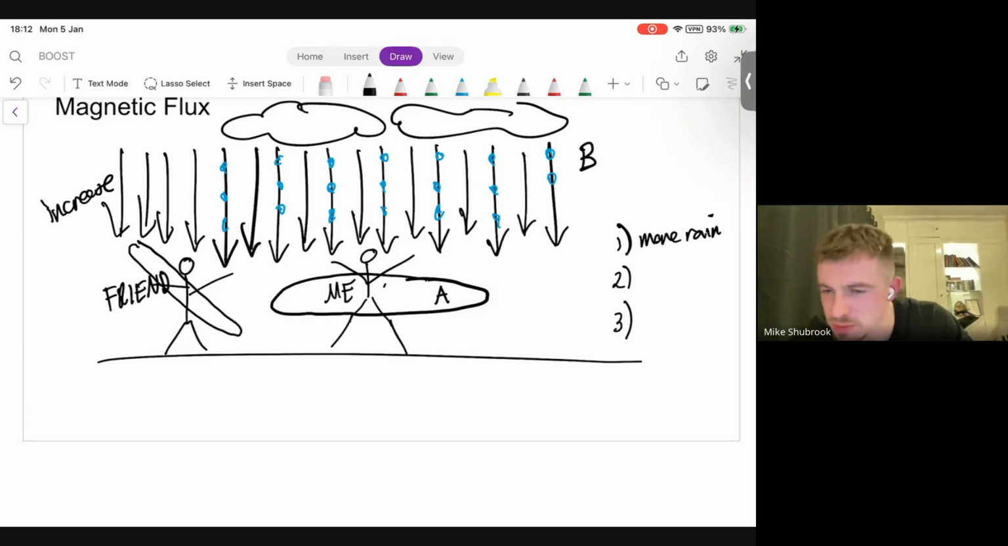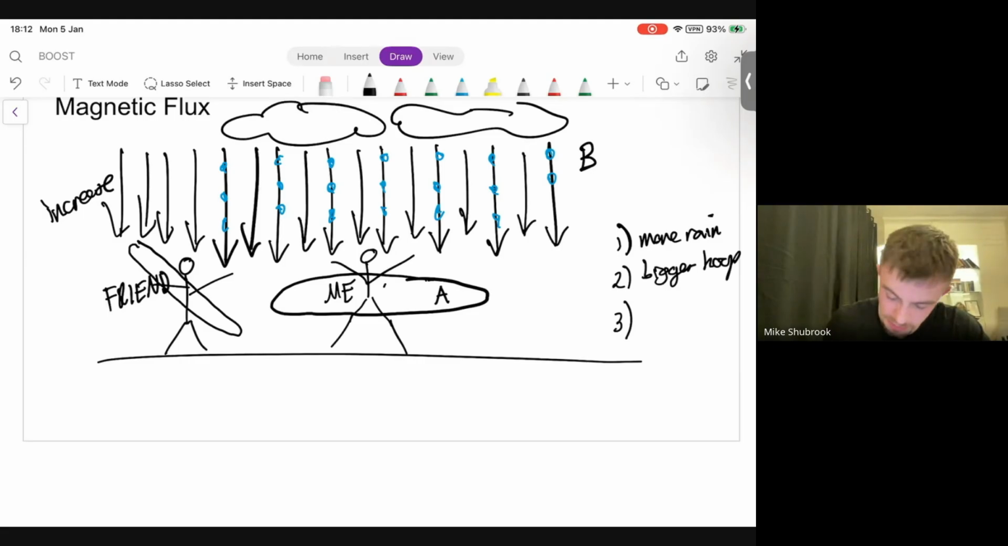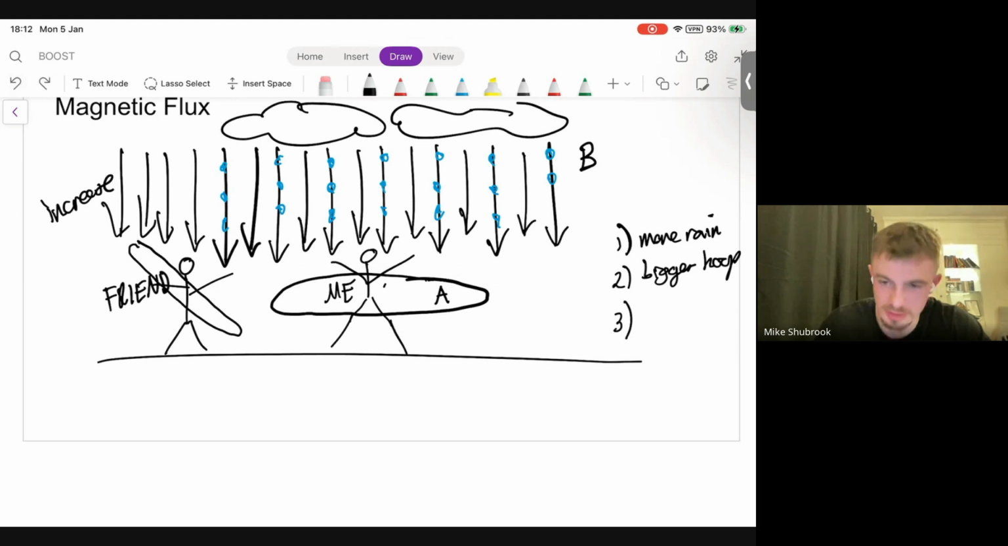Okay. Sorry, I haven't seen that people have been putting their hands up. Henry. So for the other question, could you just increase the area of the hula hoop? Good, right? So I could buy a bigger hula hoop. If I had one that looked like this, it would capture more of that rain, or more rain would fall through it. Perfect. Thanks, Henry.